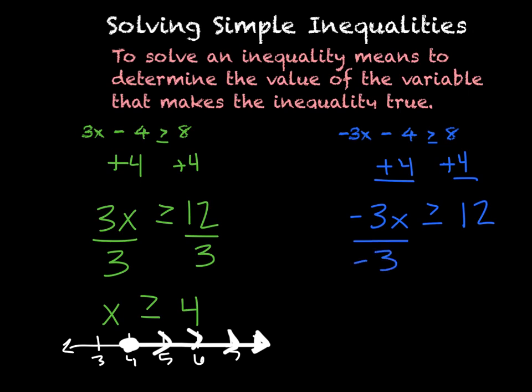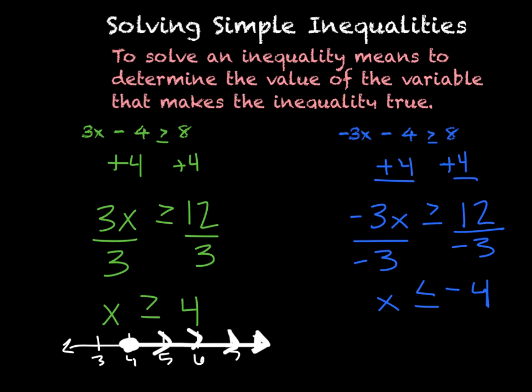So now, remember, our sign's going to flip. So now we're left with x is less than or equal to 12. Oh, sorry, 12 becomes negative 4. My bad. We're all over the place. All right, so x is less than or equal to negative 4.